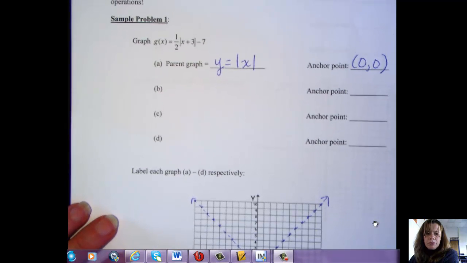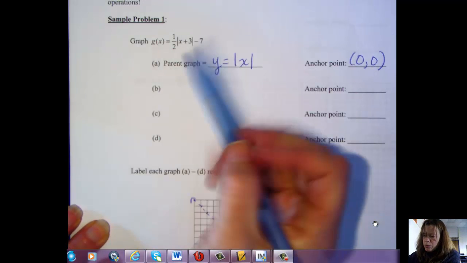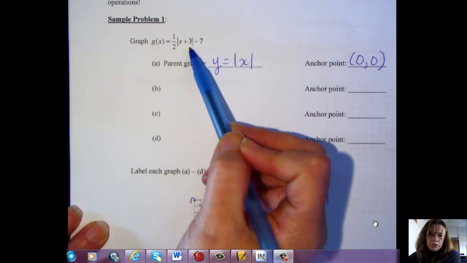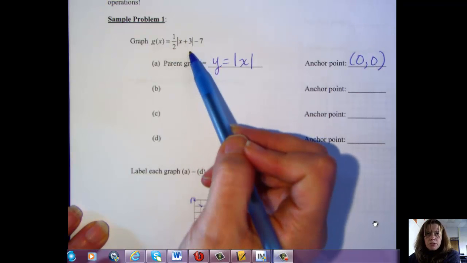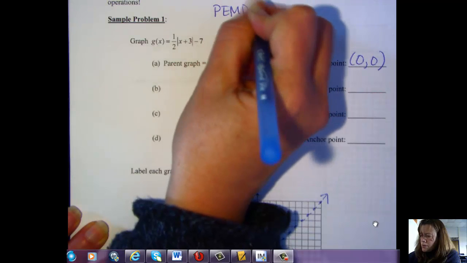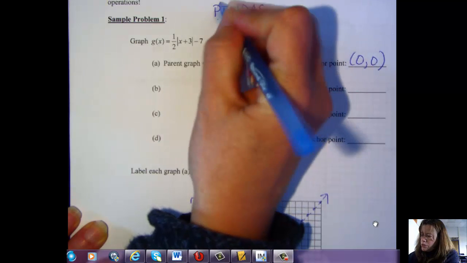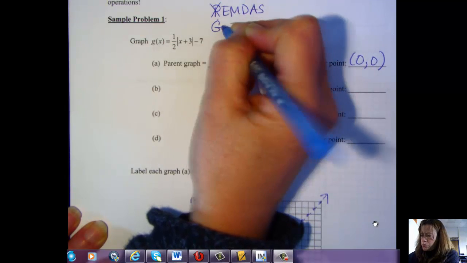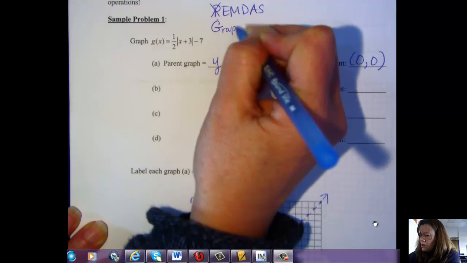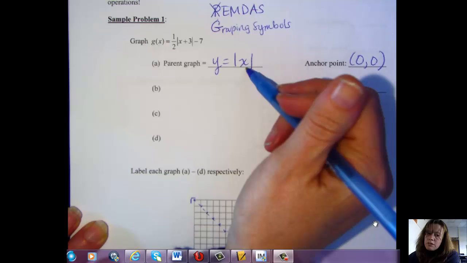Okay. Now, following PEMDAS, we want to think about what we should do next. Well, PEMDAS says parentheses first. We don't have parentheses, but we do have other grouping symbols. Same thing. That's why some of us have changed PEMDAS, parentheses, exponents, multiply, divide, add, subtract, to GEMDAS for grouping symbols. I think that's really helpful in cases like this.